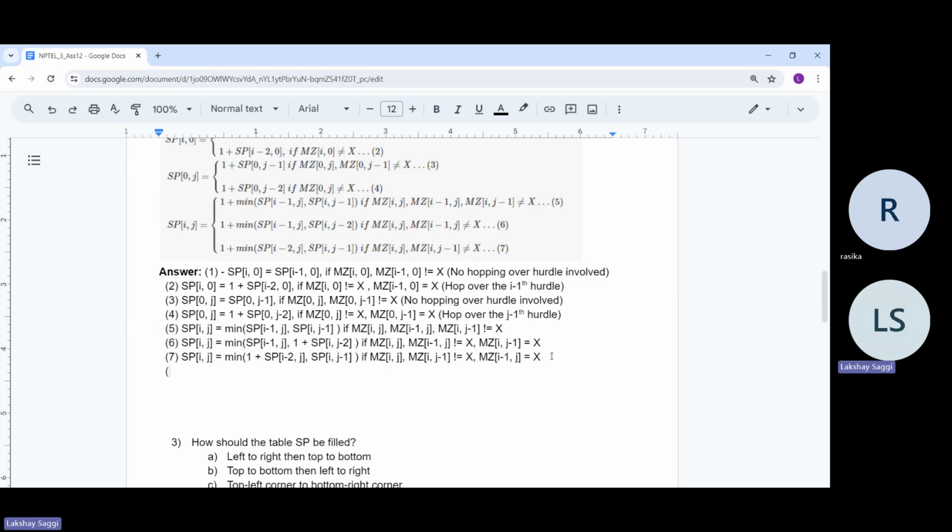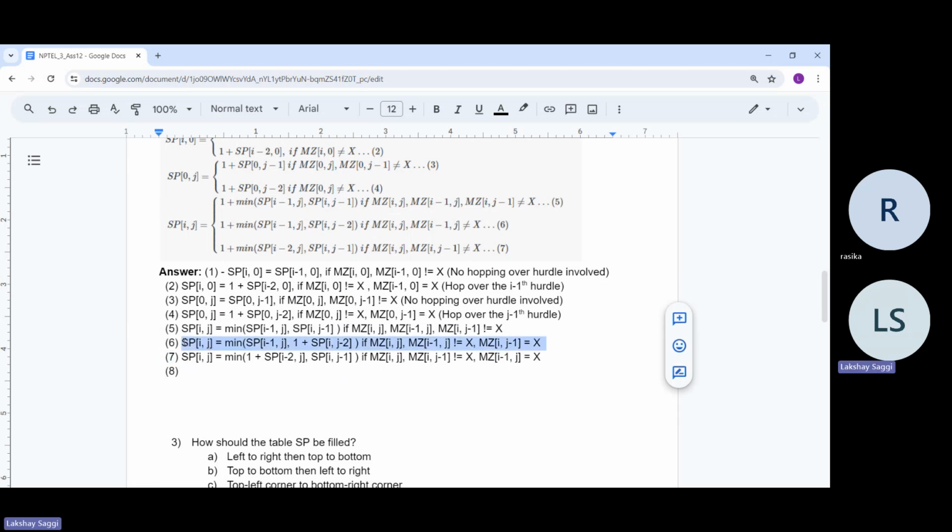And now the last condition will be, so what we have considered is both above and left don't have a cross. Left has a cross, above doesn't have a cross. Above has a cross, but left doesn't have a cross. So we have considered these three cases. The only remaining case is when both of these have a cross. The left and above, both of these have a cross.